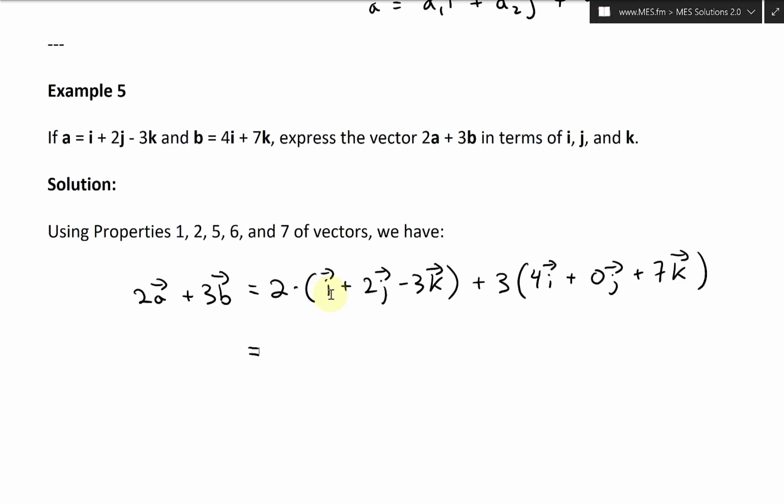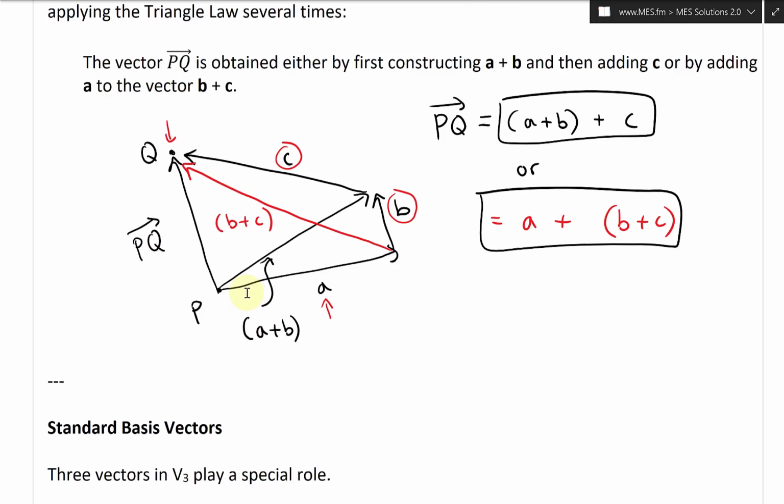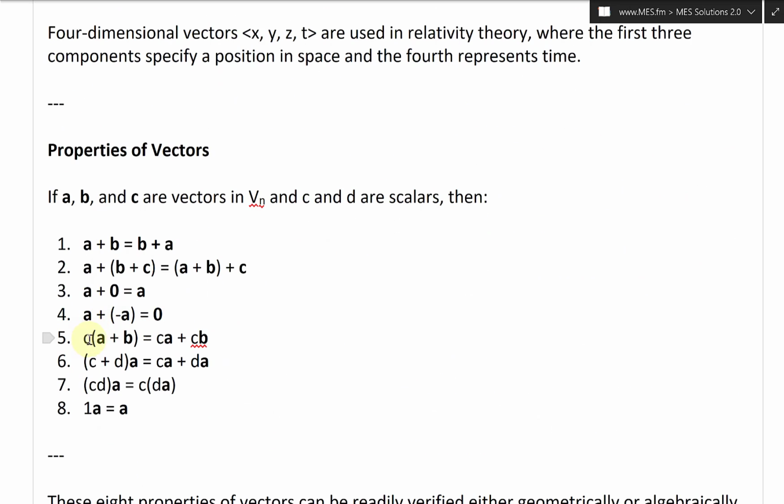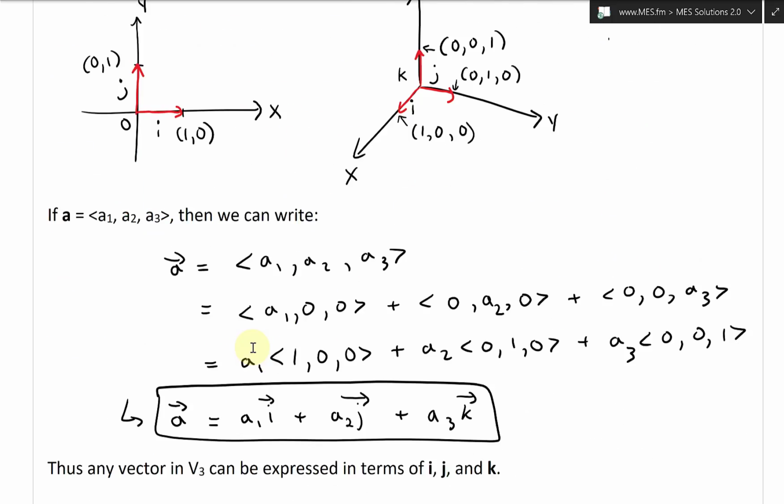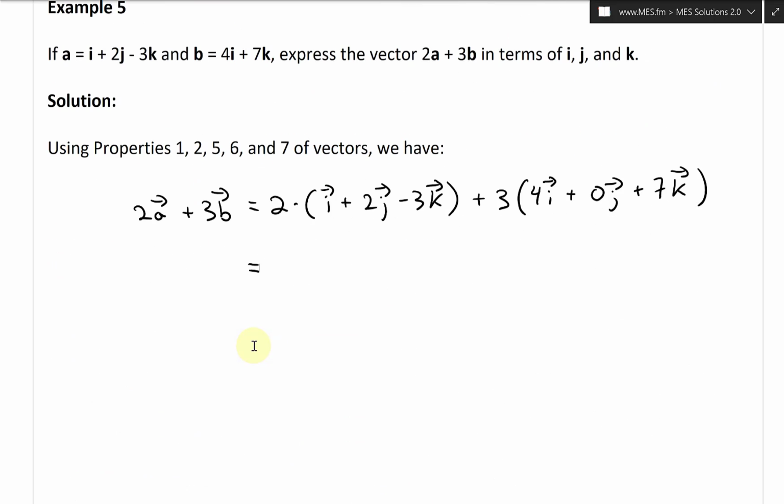So now if we multiply this inside, which property is that? To multiply this one inside, that's just the property that we're using there. Alright, so 2i vector plus 2 times 2 is 4j vector minus 6k vector. Then plus, multiply this inside, 12i vector, and this one, that's just 0, so let's ignore that. Then this next one is going to be 3 times 7k. 3 times 7 is 21. So 21k vector, like that.